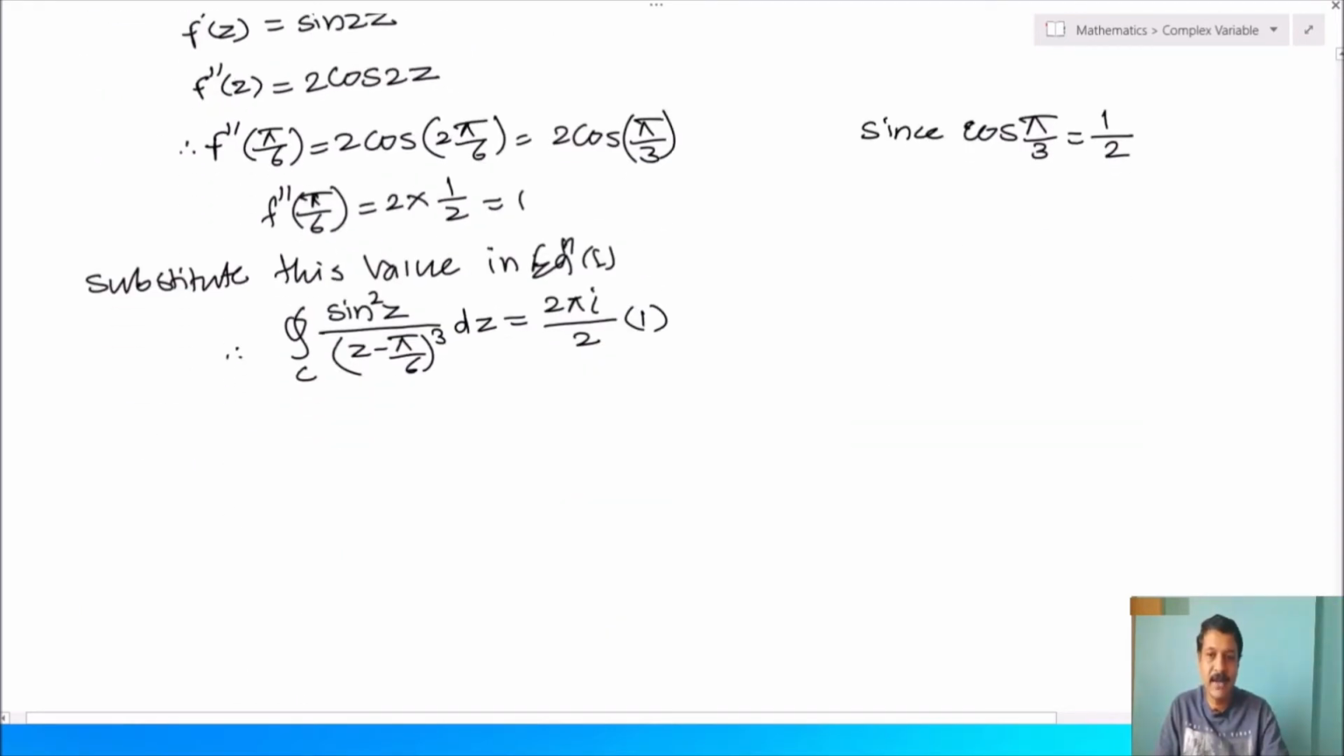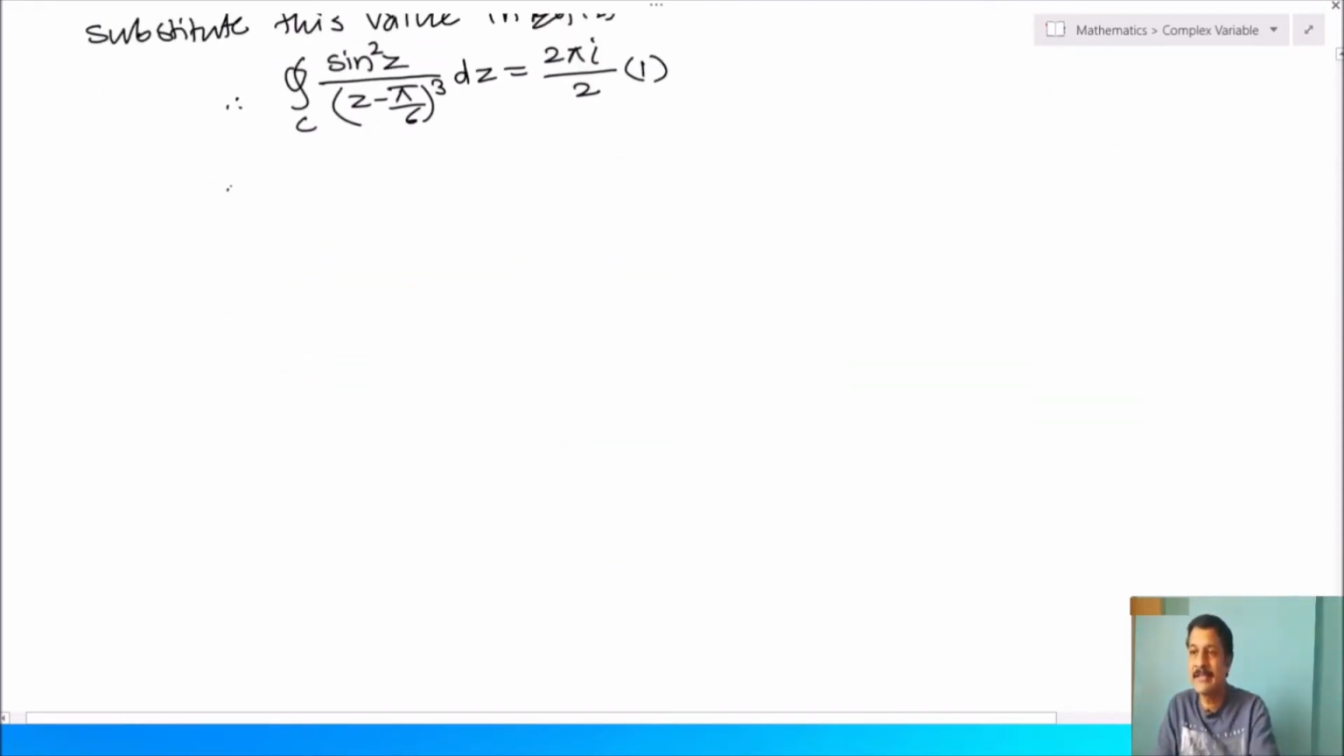So, what is your final answer? Your final answer is integration over c sin square z upon (z minus pi by 6) cube dz equal to 2 gets cancelled. It is pi i, which is your required answer.